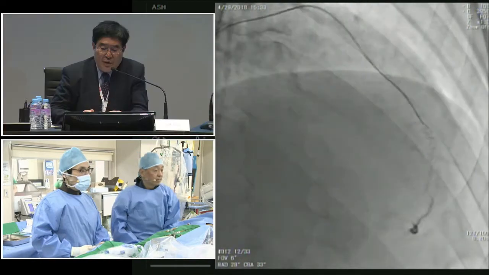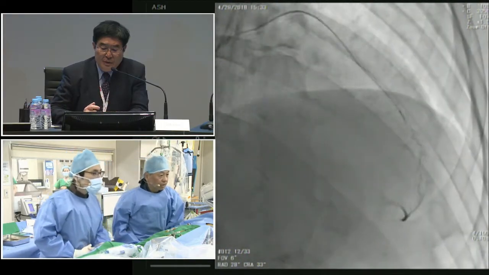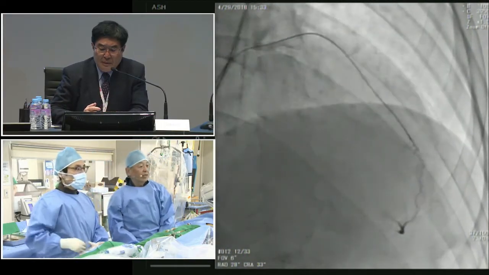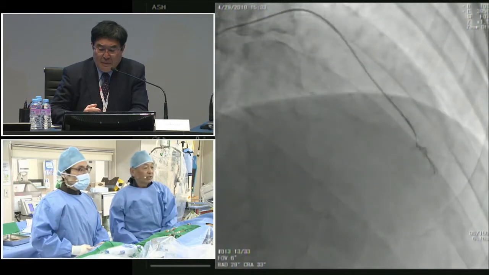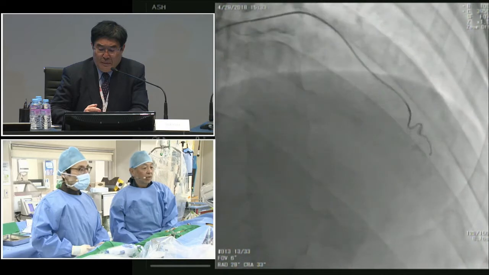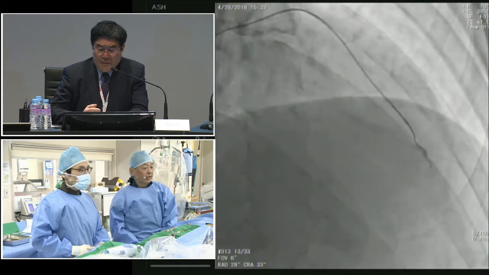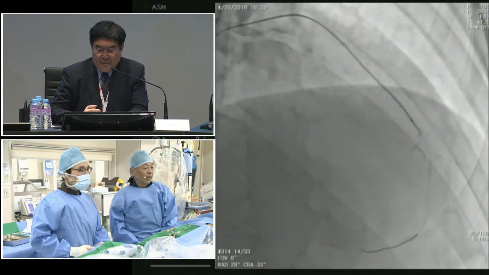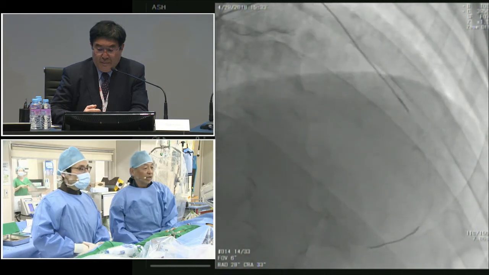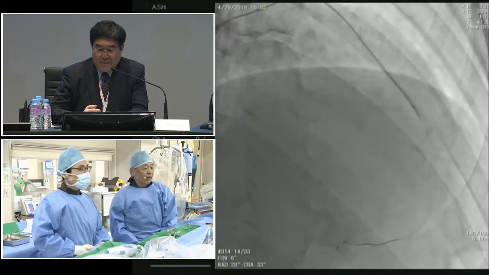Are you using a short guide? Yes, of course. A 90 centimeter short guiding system. That is a very important point. Thank you very much. Okay, this is SUOH 03. Fortunately, this guide wire smoothly passes through this tortuous channel. A very excellent guide wire.